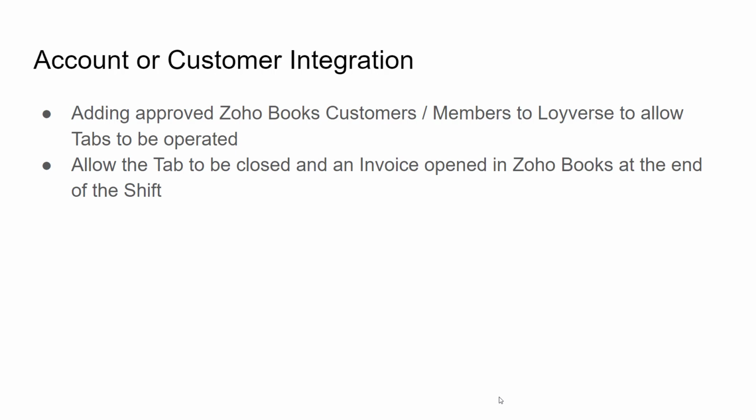So this is an easy way, A, to have customers approved or members approved that can open a tab. And then secondly, for the bar people to know that the tab will be immediately closed within the shift and the invoice sent out to the customer.